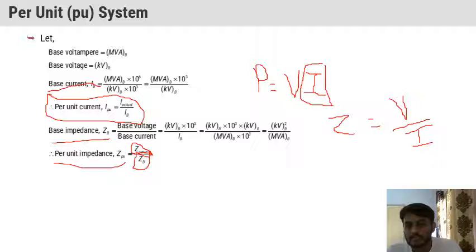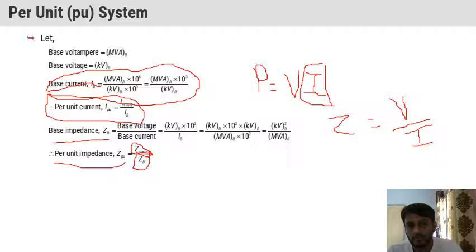Okay, so this is the Z. Then we put the base value of voltage and base value of current. Now why do we put this base value of current? We don't have any ready-made base, but we found it in a previous step. Okay, this is our base current now.